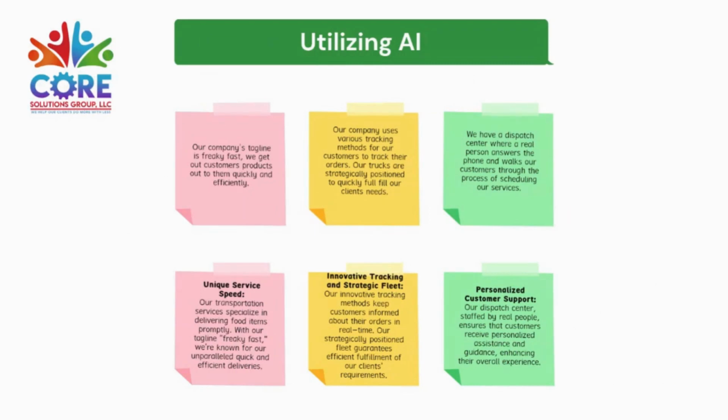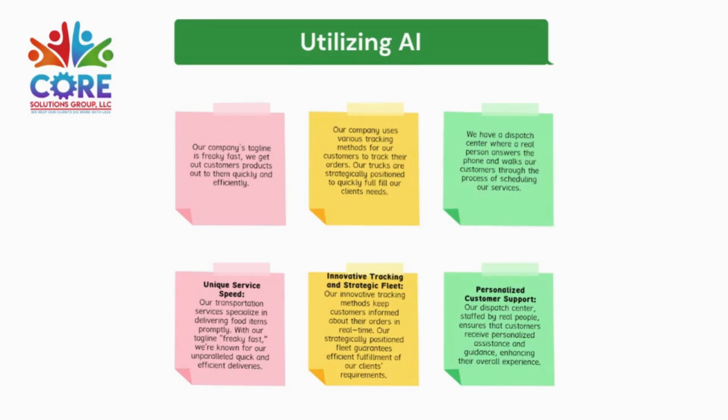So your companies have a tagline. Like Jimmy John's Freaky Fast. You want to get your products or your... no, my brain just went blank. I hate it when that happens. Anyway, you want some kind of catchy tagline that gets them thinking as well. And you can utilize AI for that.